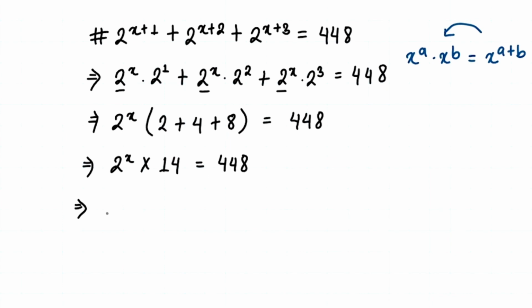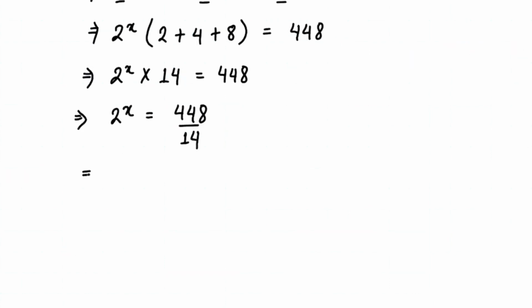When we move that 14 to the other side, multiply becomes divide. We get 448 divided by 14. So 2 to the power x equals 448 divided by 14. Let's see: 2 times 7 is 14, 2 times 2 is 4, 7 ones are 7, 7 threes are 21, 2 times 7 is 14. So we get 32 over here.